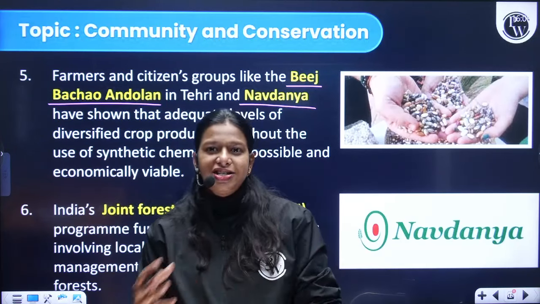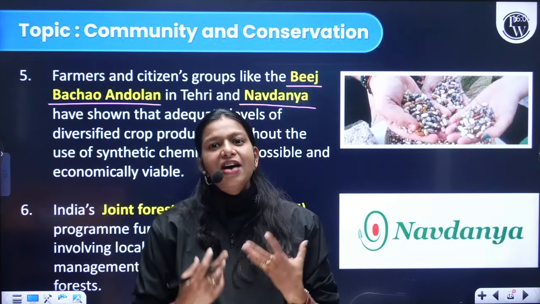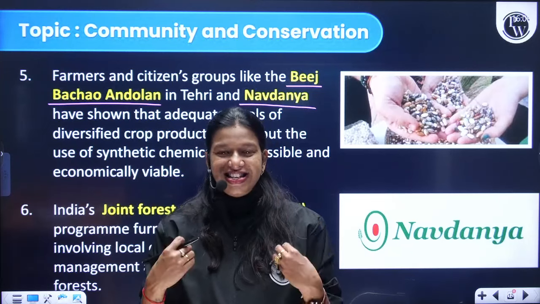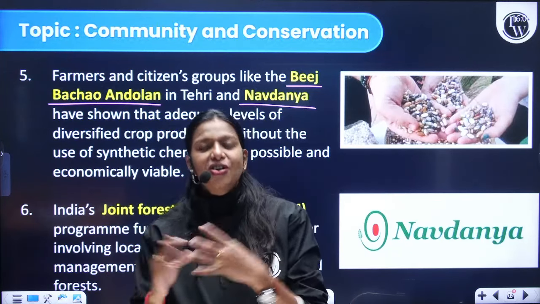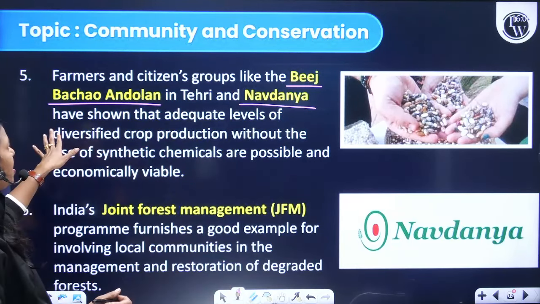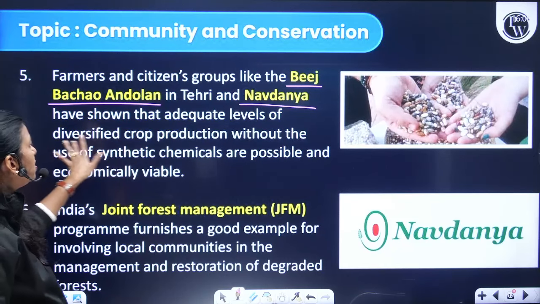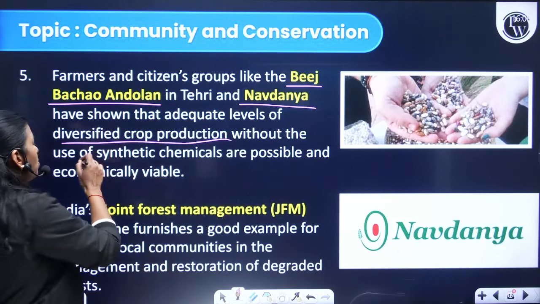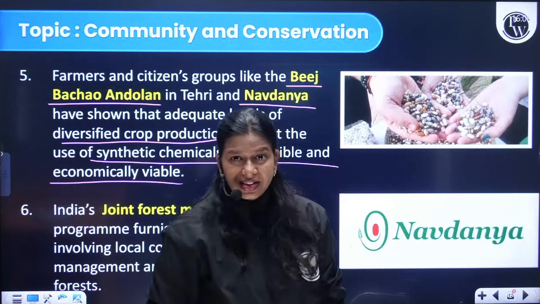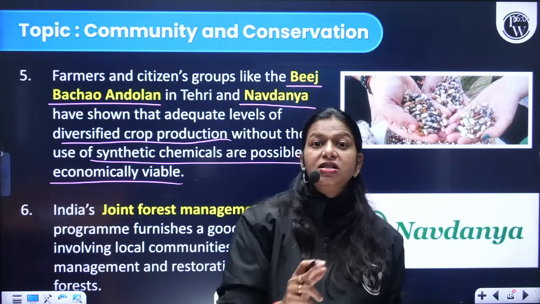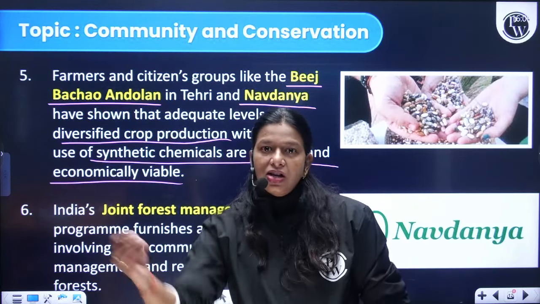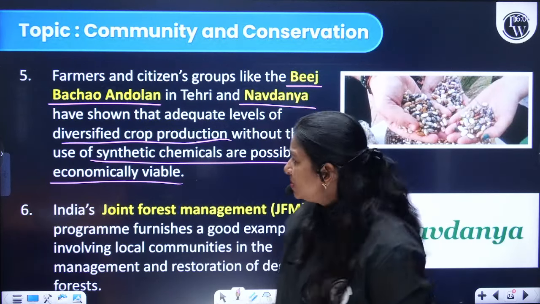But due to modernization, due to the impact of Western culture, we have started to forget those. So to bring those back, the original seeds, Beej Bachao, the use of more than one grain in your food, Navdanya, were the projects that have shown that adequate levels of diversified crop production without the use of synthetic chemicals is possible and also economically viable. It's economically viable. Why? Because now you won't have to add something extra artificially to the soil. The crops help each other.